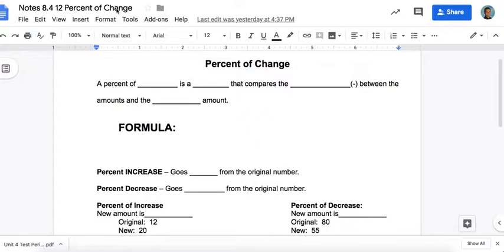So a percent of change is a percent that compares the difference between the amounts and the original amount.